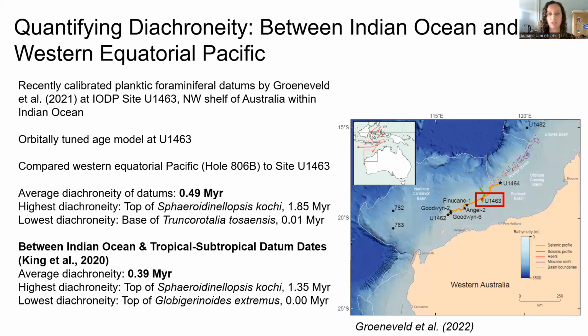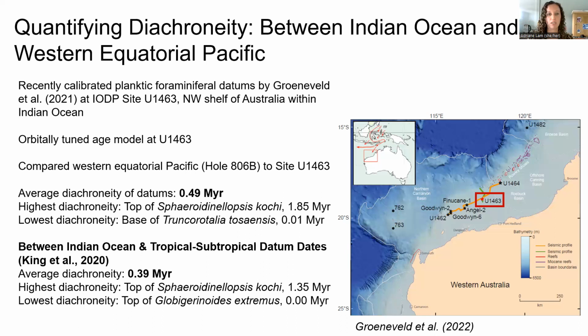We also wanted to compare the datum dates between the Indian Ocean at site U1463 with the tropical and subtropical datum dates presented in King and others 2020. Average diachroneity between that site and that zonation scheme was about 400,000 years. The highest diachroneity, again, is Kochi at 1.35 million years, and extremist is pretty isochronous between the tropical-subtropical zonation scheme and site U1463.